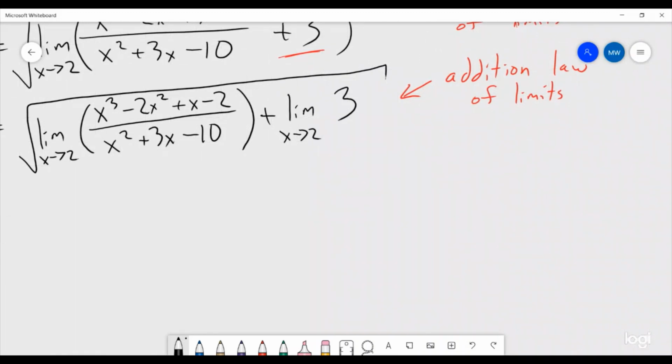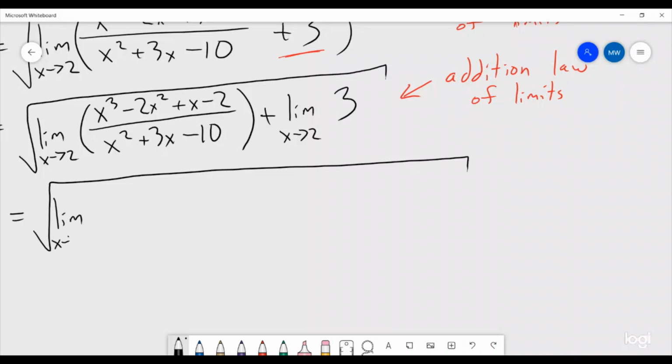So if it's 0 over 0, that means that hopefully we can get something to cancel. So we have these polynomials. Let's try and factor these polynomials. So this is equal to the square root of the limit as x goes to 2 of something that we'll try and factor, plus the limit as x goes to 2 of 3. So let's try and factor those.